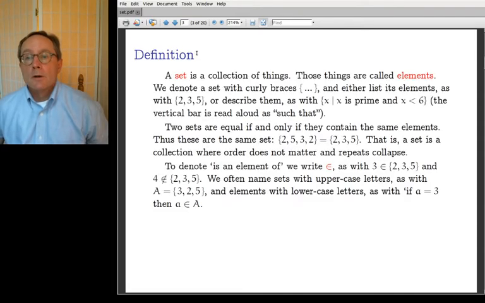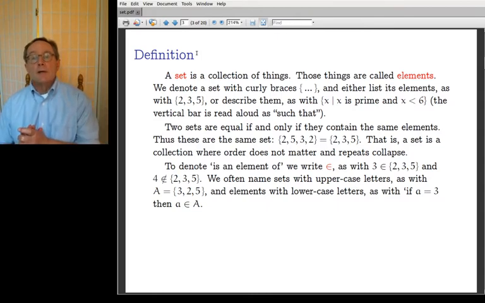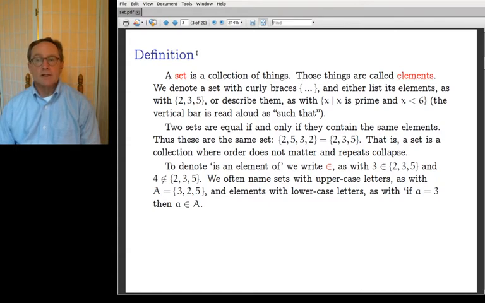Okay, so a set is a collection of things. I imagine that most of this material is familiar to folks on some level, but just to give everybody the same vocabulary. A set is a collection of things. Those things are called elements. We won't have much to do with a collection of elephants or a collection of circus clowns. We're going to work with collections of numbers typically. So those things are called elements.